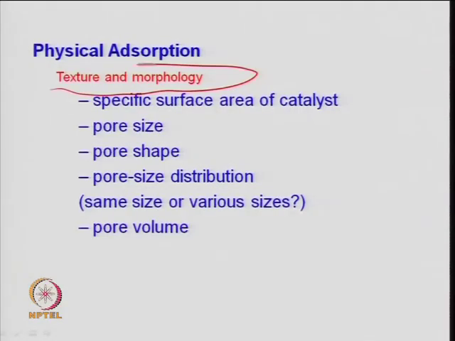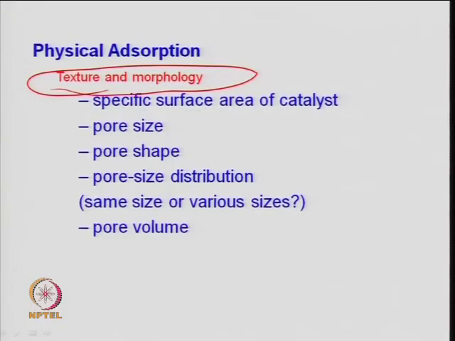So, if you look here, the texture and morphology is the first important property of a catalyst. The texture, how does it look, the morphology, spherical or what is the shape of that particle, and in depth, how the cracks have been developed inside, how the porous structure has been developed in the catalyst. In that case, the first thing is the specific surface area of the catalyst, that is, the surface area of the catalyst per unit mass of that solid material. So, that is to be identified or determined.